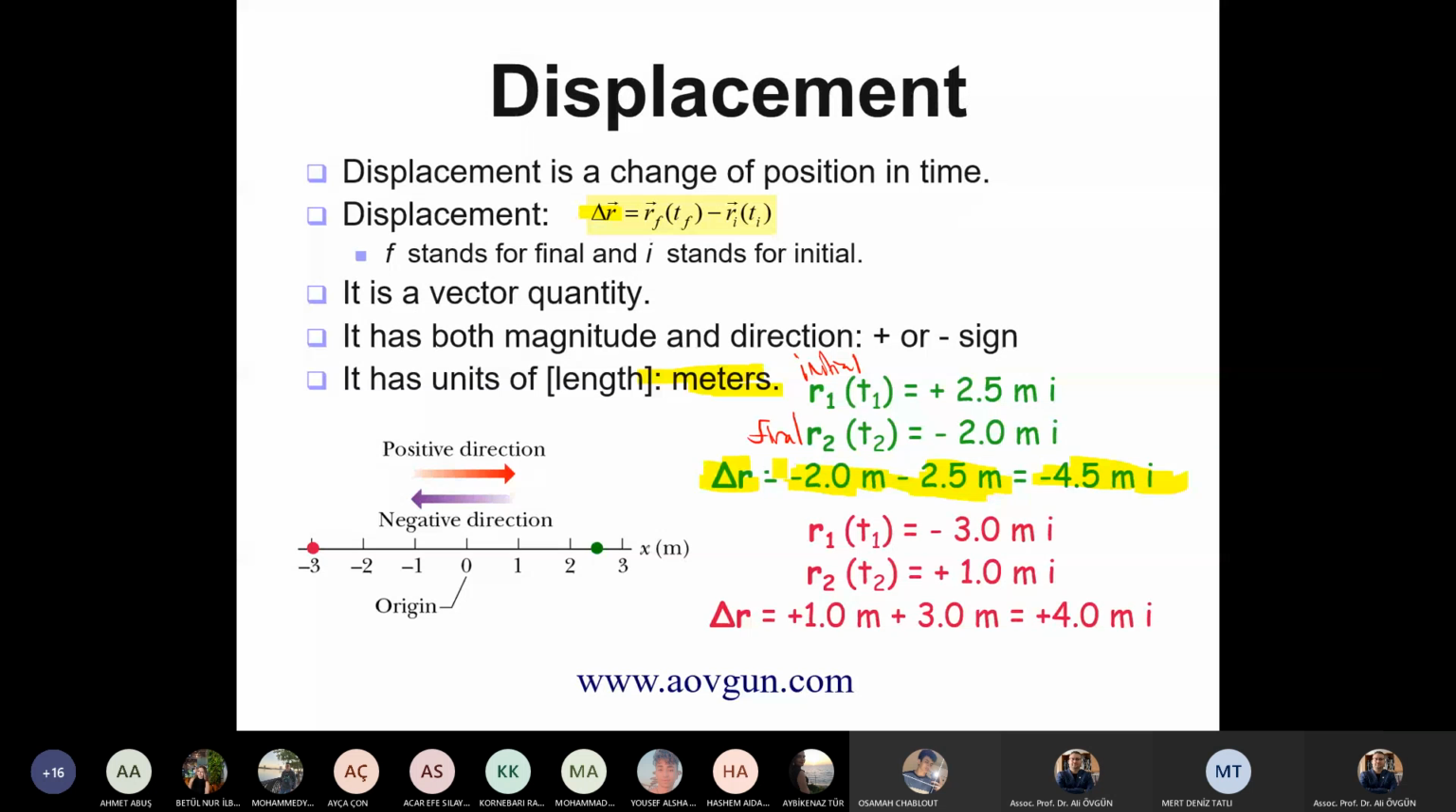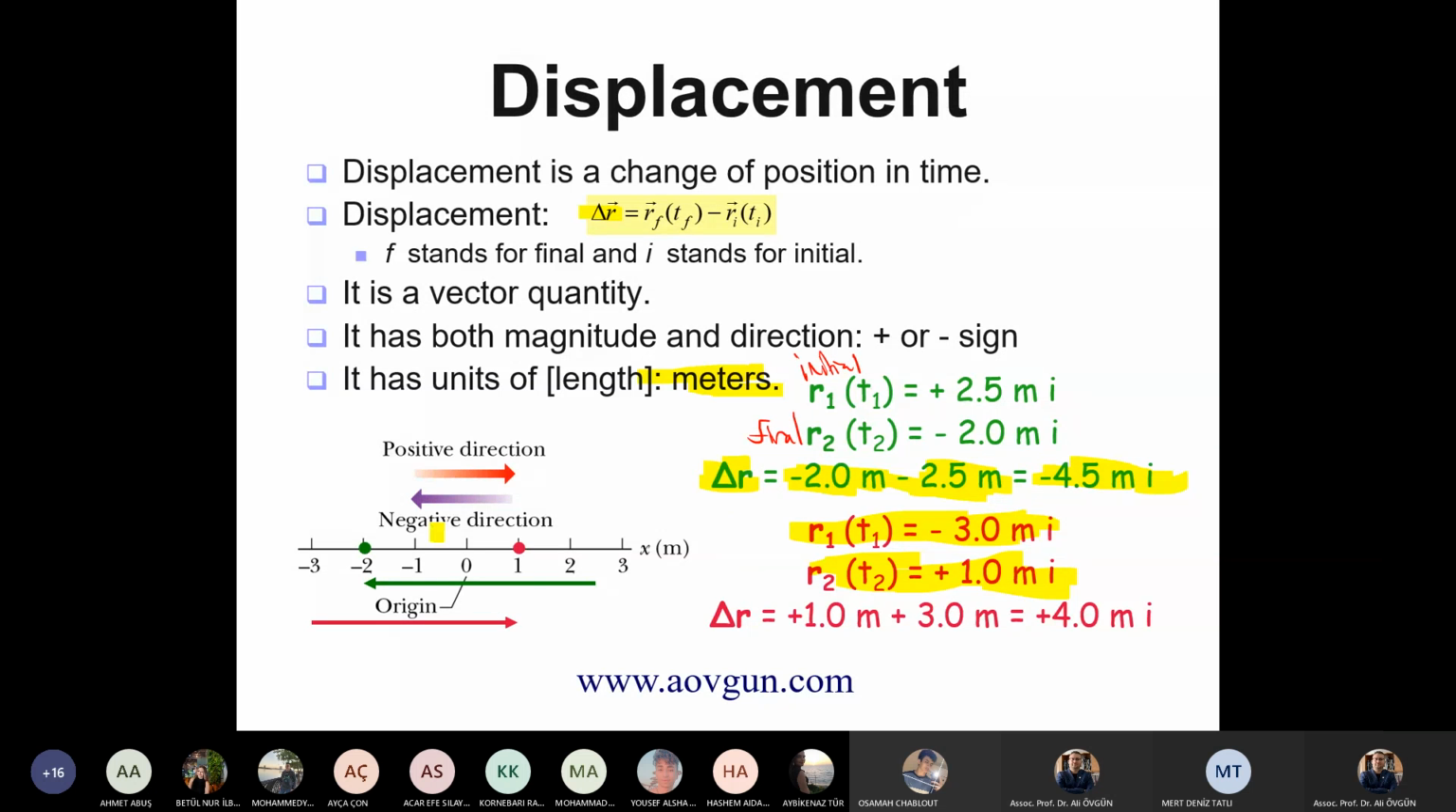For the displacement, you must always use the direction I hat, J hat, K hat, and it is also important to take the difference of final position minus initial position. So for the other example, this time your initial point is minus 3 meter I hat, and your final point is positive 1 meter I hat. So what is your displacement?